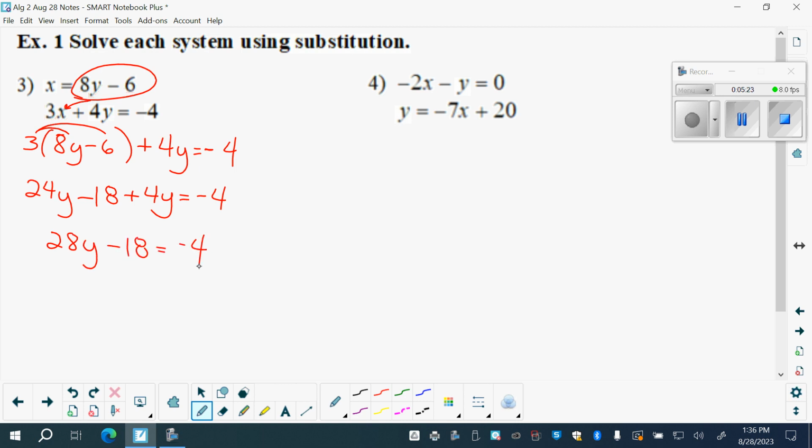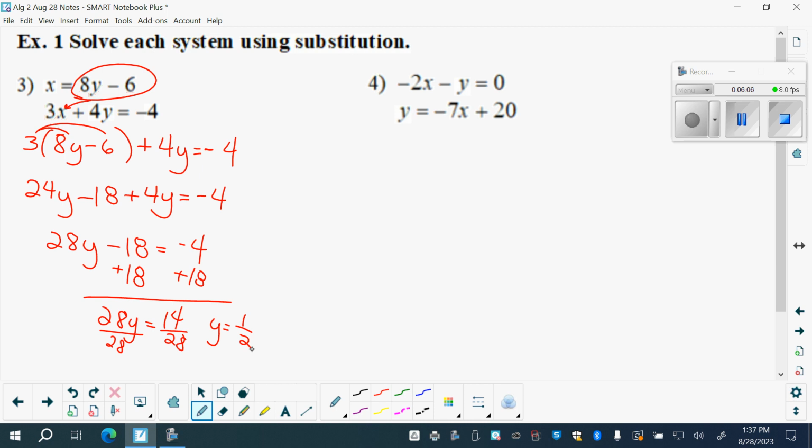So what you said is not wrong. It's just that I like doing this because it eliminates extra steps. And so now we want to add 18. And we get 28y is 14. And my last step: divide by 28. That's correct. And so what's our answer? Y equals 1/2. So you want to simplify that. Both the top and the bottom, you can divide them by 14, or you could divide each one by 7 and then divide by 2.